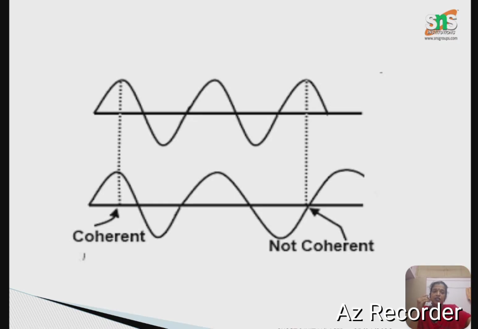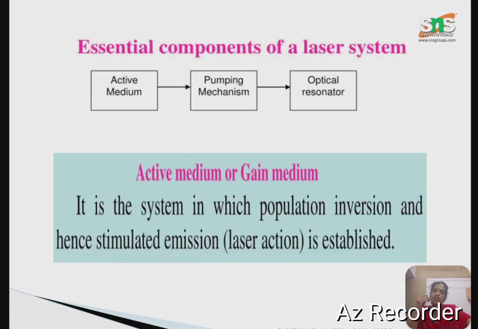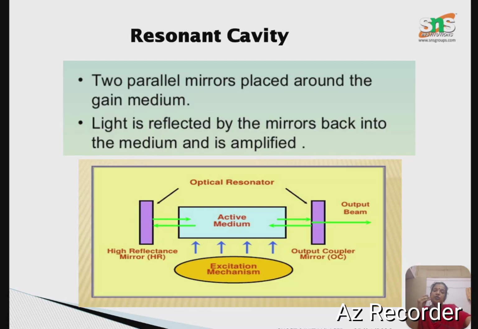So the photons will have the same phase, and these properties are the difference between the ordinary light source and the laser light source. And then the essential components for a laser system are nothing but active medium, pumping mechanism, and the optical resonator. So optical resonator is nothing but a reflecting surface or two parallel mirrors placed around the medium, and the light is reflected by the mirrors back into the medium and is amplified.